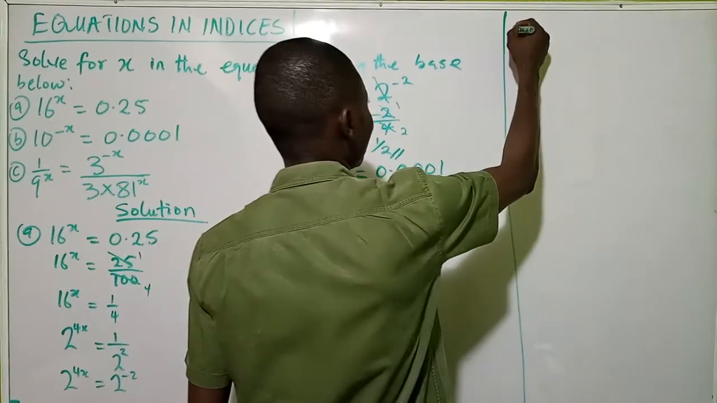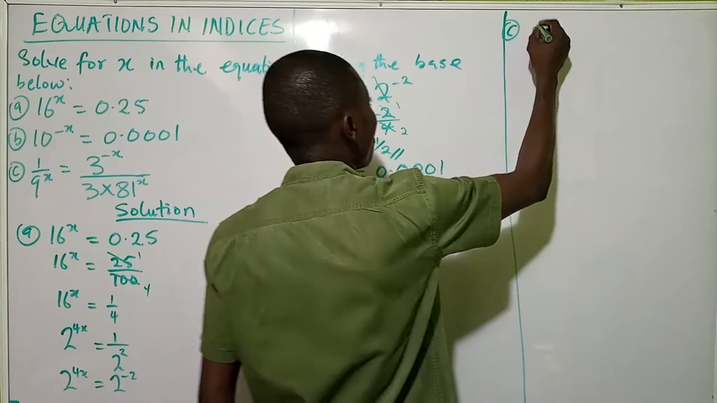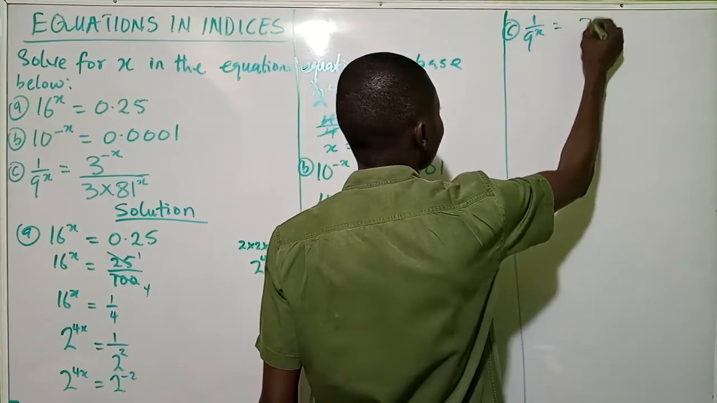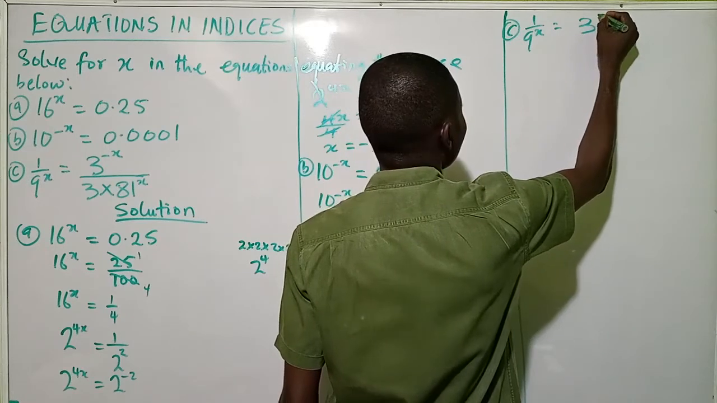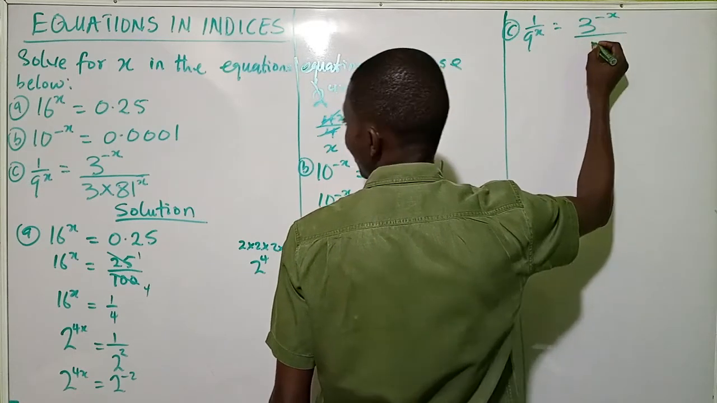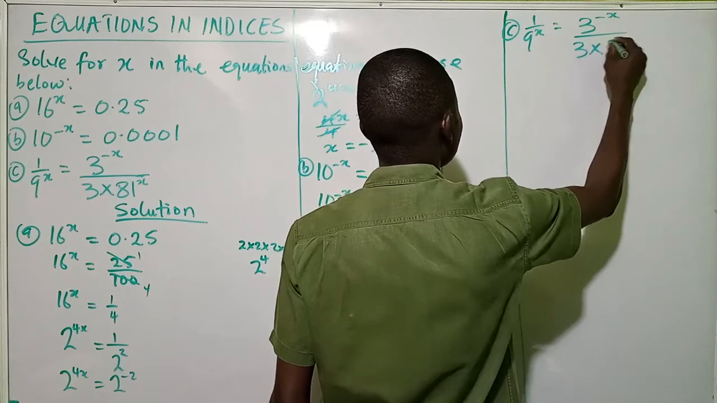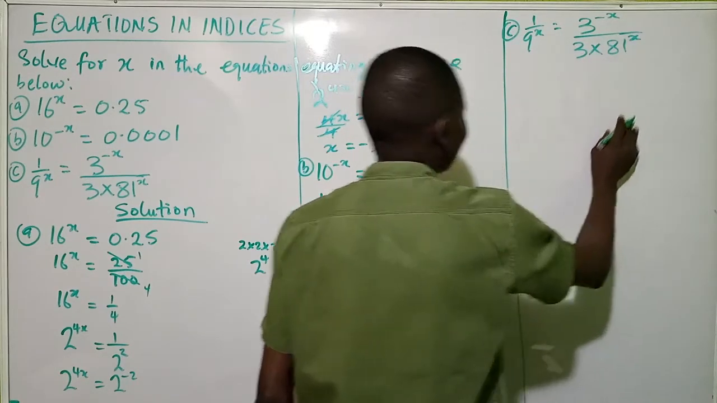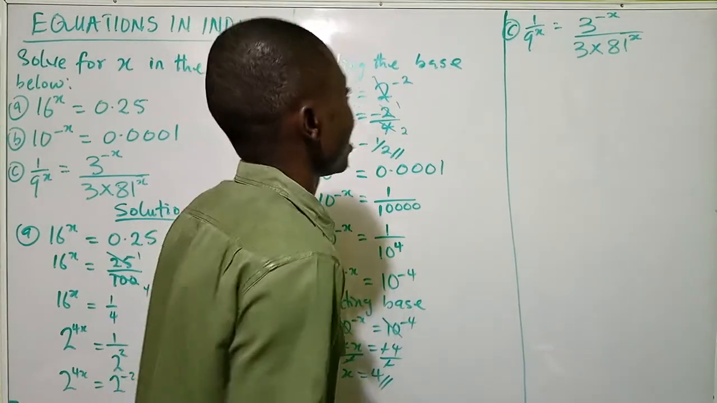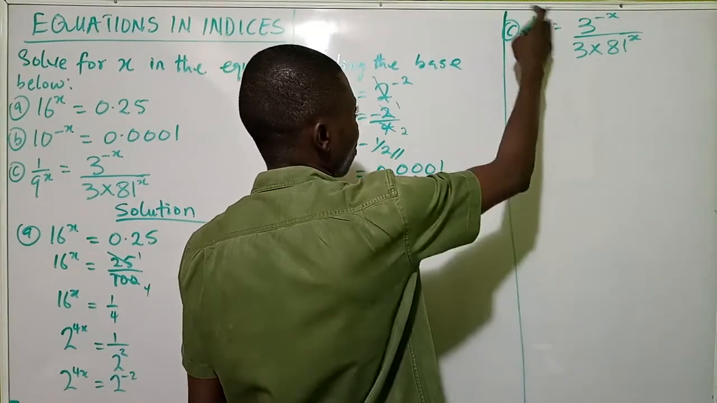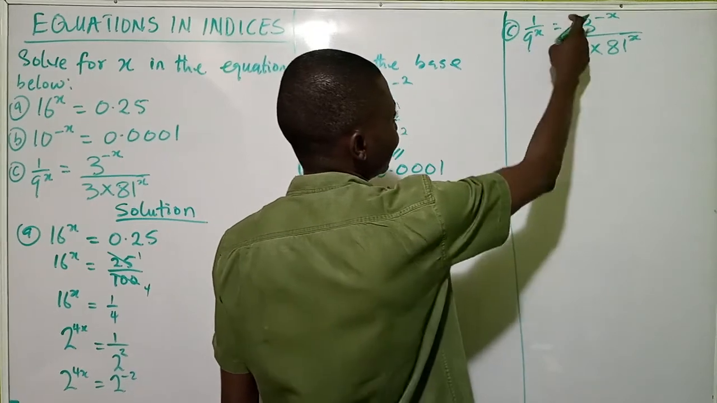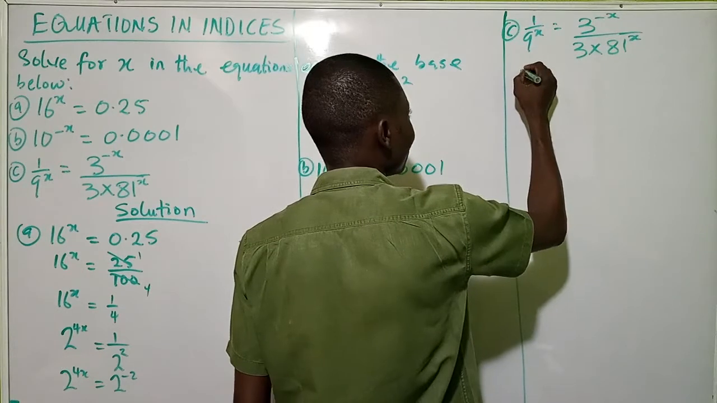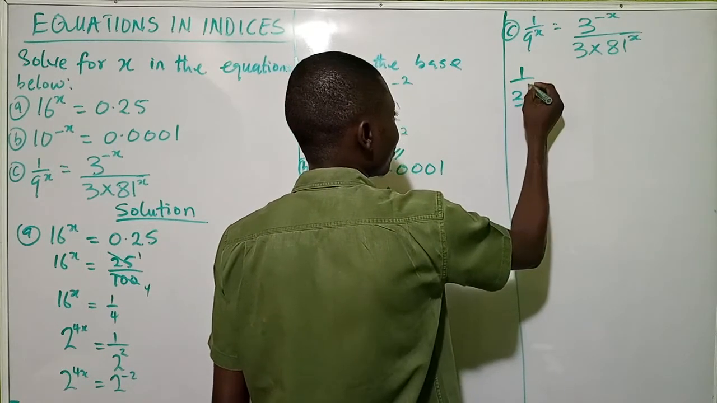C. Let's take C now. 1 over 9 raised to the power of x is equal to 3 raised to the power of minus x over 3 times 81 raised to the power of x. That is it. Now, we're going to do something here. Look at all this: 9, 3, 3, 81. Their common factor should be 3.